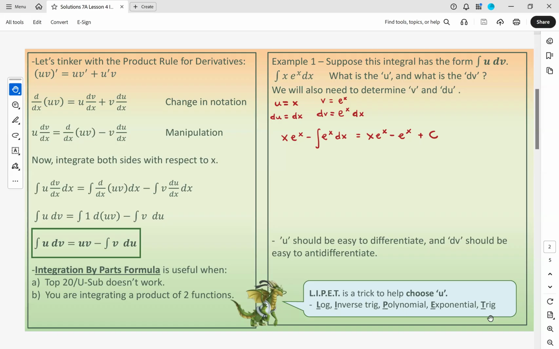Okay. I've never seen a problem in Calc BC where LIPET didn't work out, where it didn't lead you to the right choice for that particular problem. So that's our go-to strategy for picking u. And whatever's not the u is part of the dv. We're going to see a few more examples here on the next page.